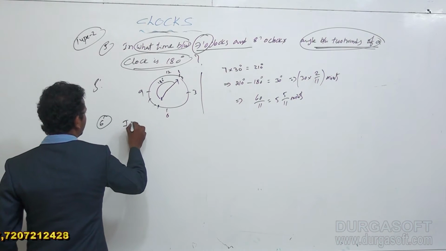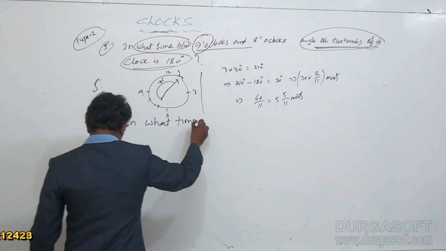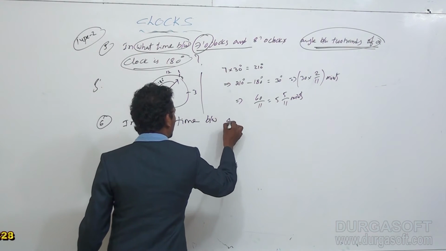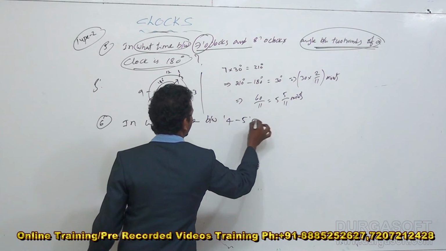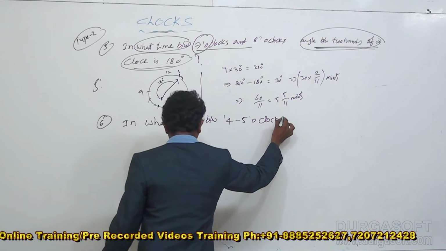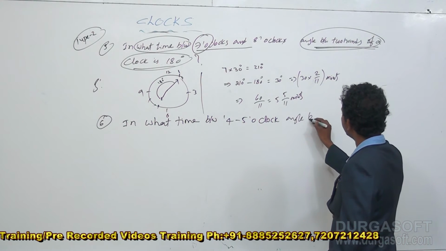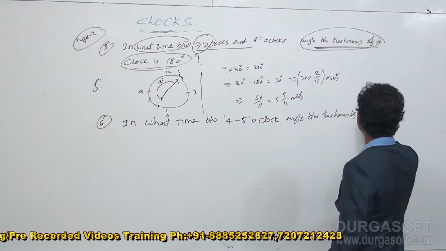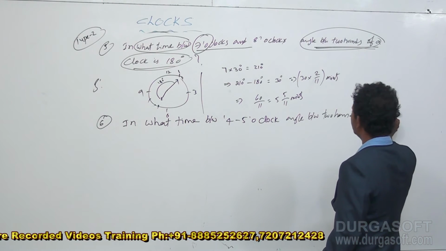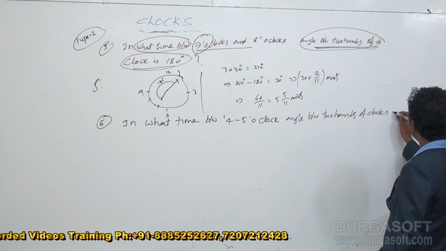See the same problem; one more is your sixth problem. In what time between 4 and 5 o'clock is the angle between two hands of a clock opposite?